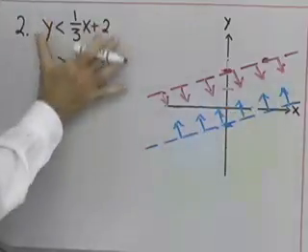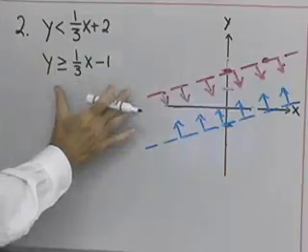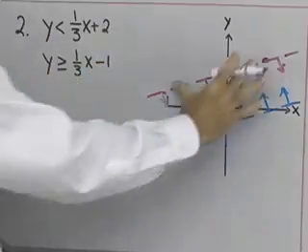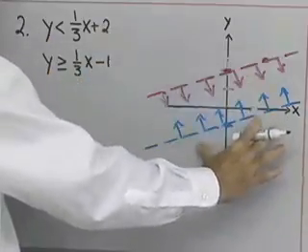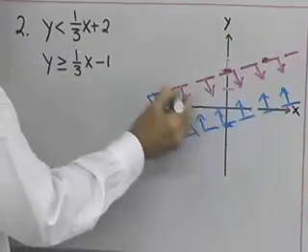And since I'm trying to graph the solution set for this system of linear inequalities, I want all the ordered pairs that do this and also do this. So they have to be below the red line and also above the blue line. Well, that's going to be everything that's in between the two lines.